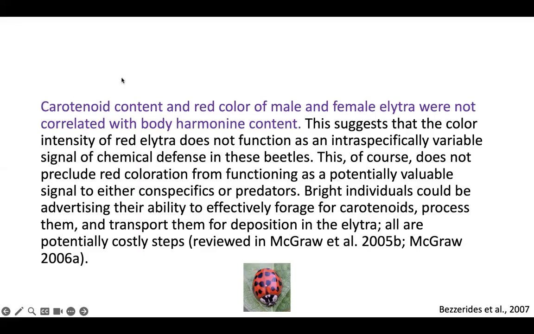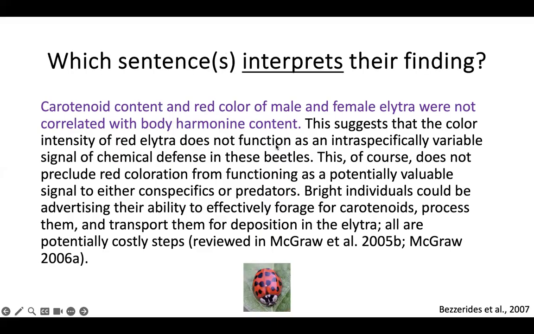Okay, so following up with that, let's take about 15, 20 seconds here, since you already read it, to find a sentence or sentences that interpret the findings.